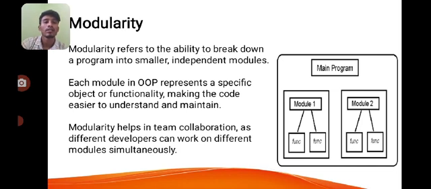Modularity refers to the ability to break down a program into smaller independent modules. Each module in object-oriented programs represents a specific object or functionality, making the code easier to understand and maintain. Modularity helps in team collaboration, as different developers can work on different modules simultaneously.